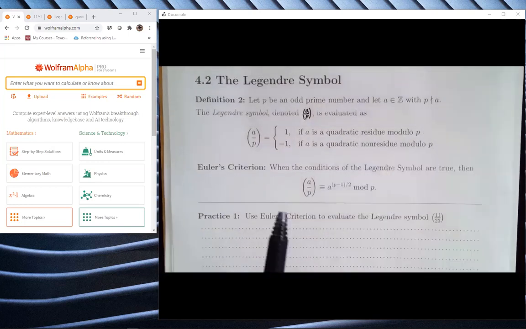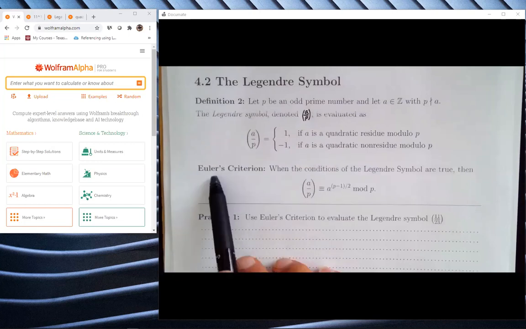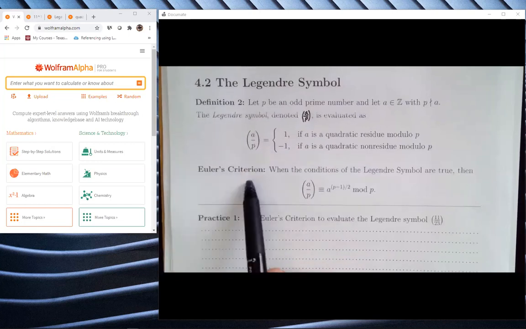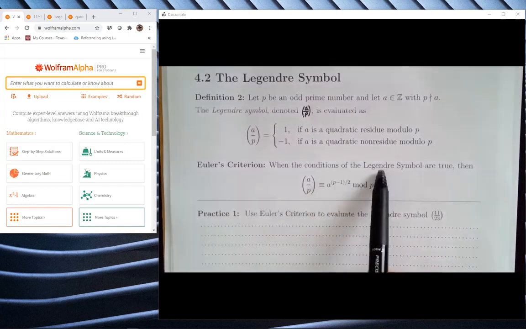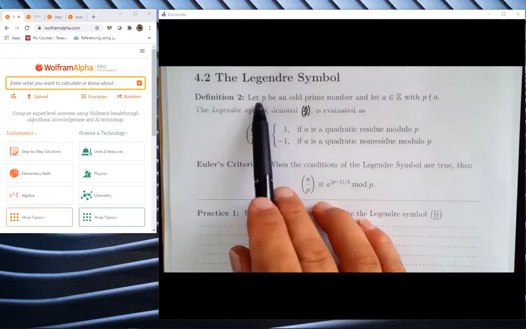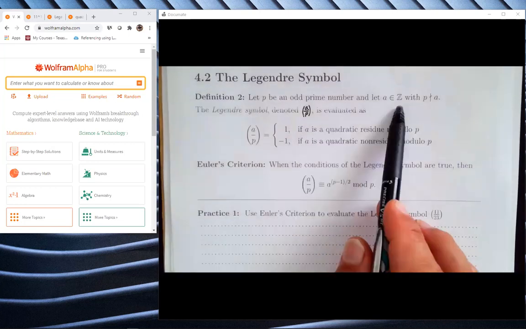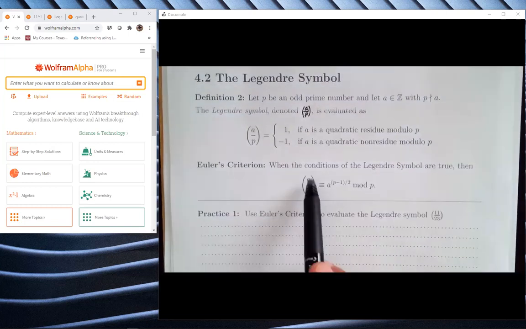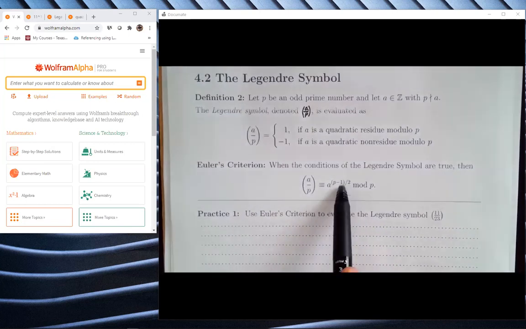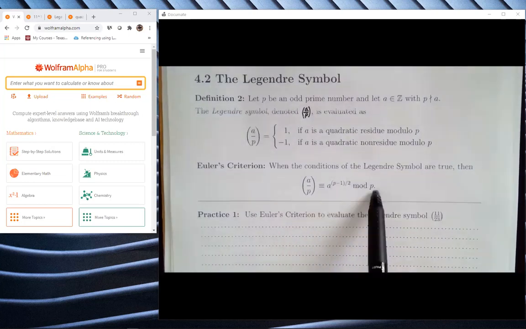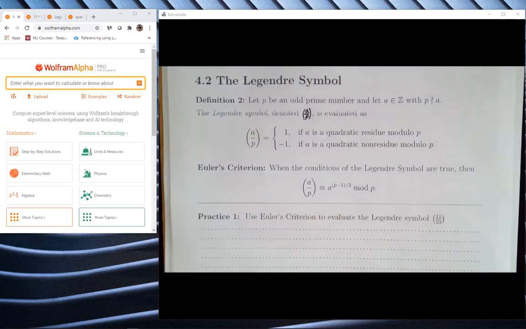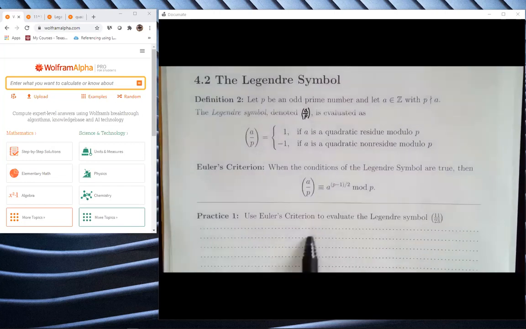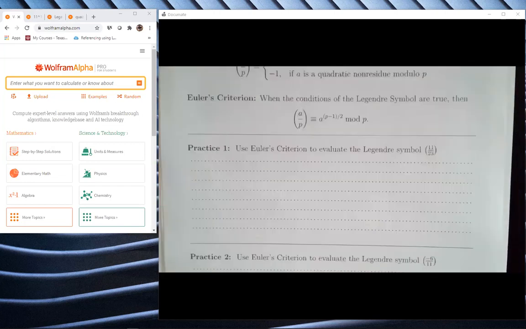We'll start with how to evaluate this symbol using something known as Euler's criterion. That is, when the conditions for the Legendre symbol are true, so p is an odd prime number and a is an integer with p not dividing a, then the Legendre symbol of a modulo p is equivalent to a raised to the (p minus 1) divided by 2 modulo p. Let's use Euler's criterion to evaluate the Legendre symbol of 11 modulo 23.